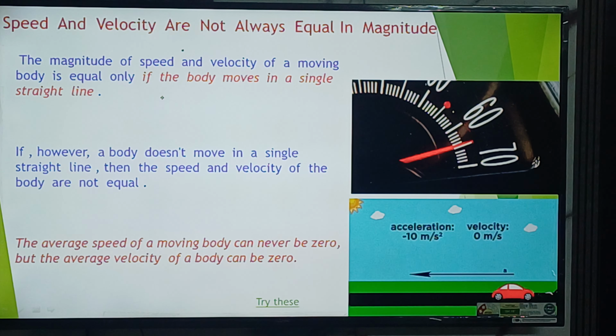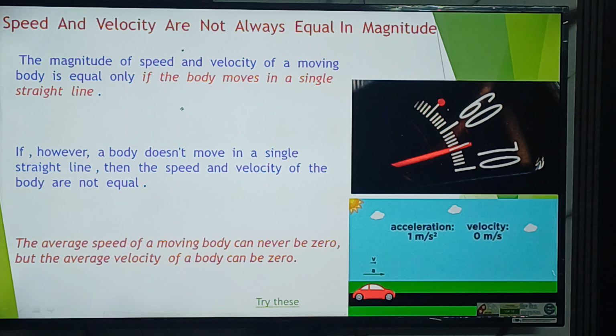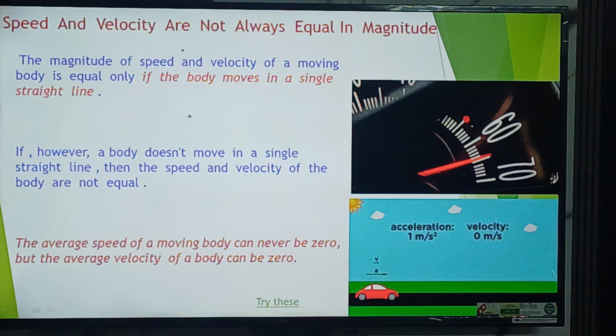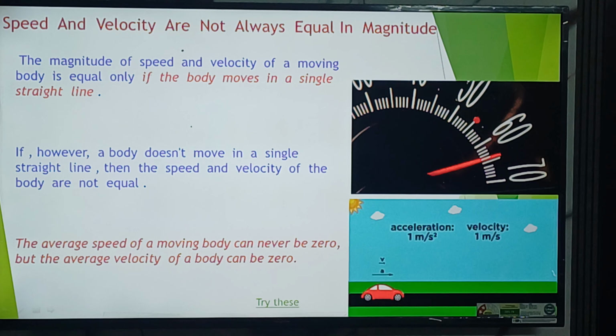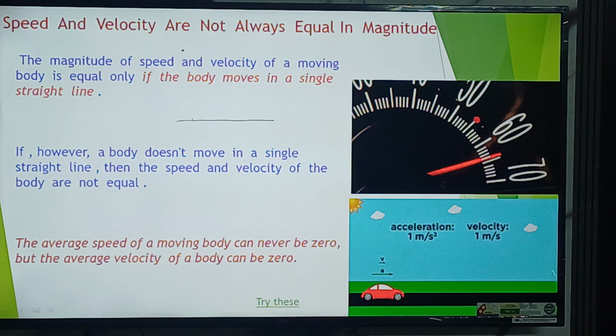So what is the meaning of this sentence, children? Let me show you. Suppose a body is moving along a straight line from A to B. In this case, let us say the speed of the body is 40 kilometer per hour from point A to B. So we can say that its velocity will also remain the same, that is 40 kilometer per hour. Why is it so? Because in a straight line we have a single direction.